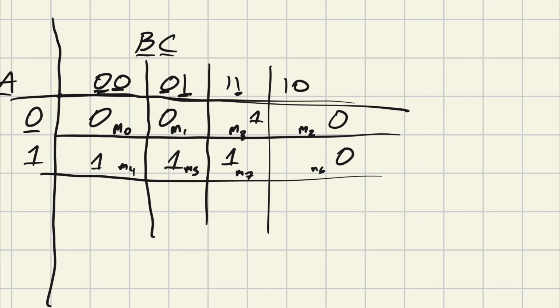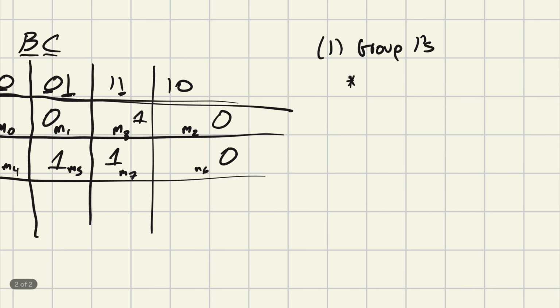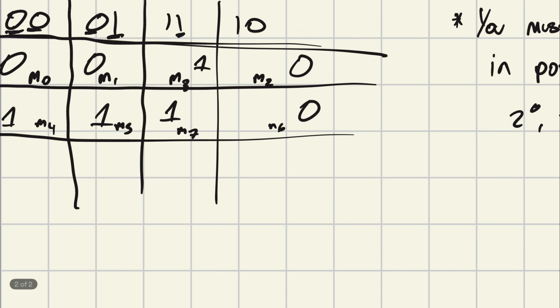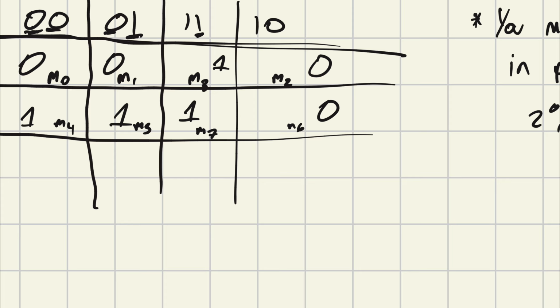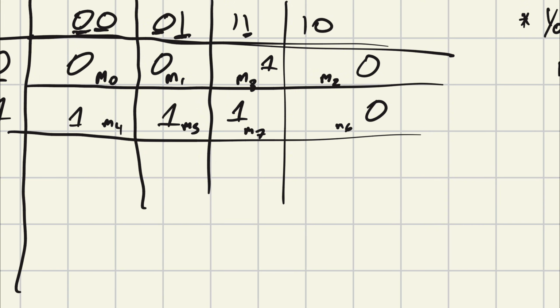Now, to simplify this K-map, we're going to first start grouping our ones. So step 1, group ones. Now there's one very important rule here. You must group in powers of 2. So 2 to the power 0, 2 to the power 1, 2 to the power 2, and so forth. Meaning, you cannot group 5 ones together because 5 is not a power of 2. And the easiest way to group is by first grouping the largest group of ones that you can group that corresponds to a power of 2.